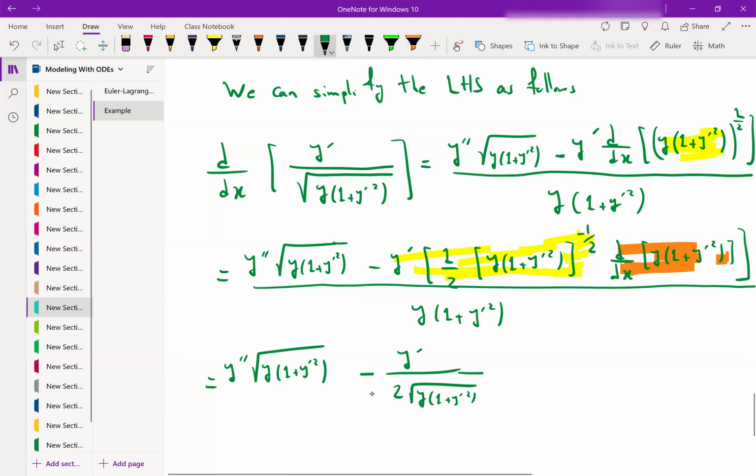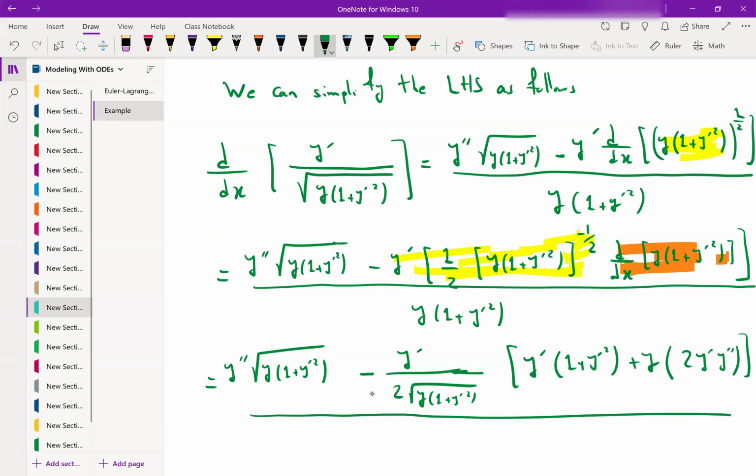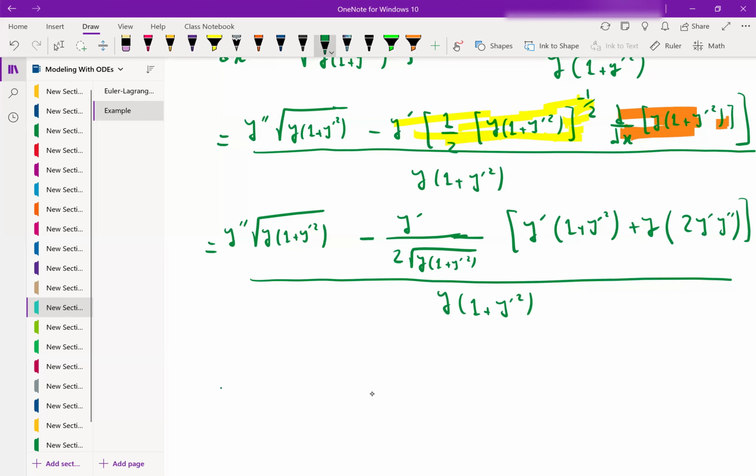I'm gonna take the derivative using the product rule. Derivative of the first term times the second term plus first term times the derivative of the second term. Derivative of 1 plus y prime squared with respect to x is 2y prime y double prime. And then everything divided by y times 1 plus y prime squared. So what is this equal to? So 1 by 1. I'm going to start with this.